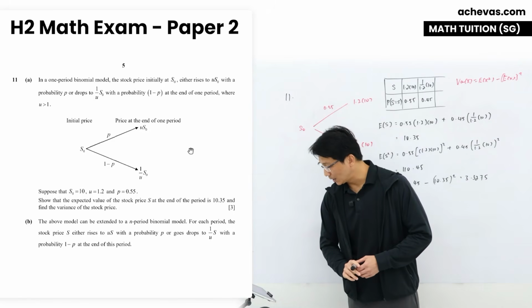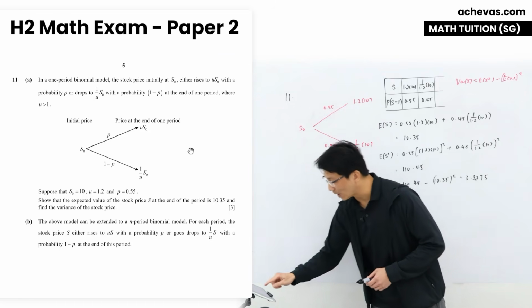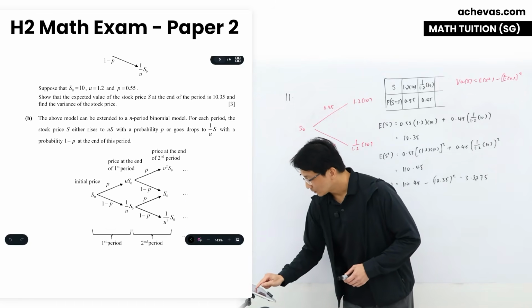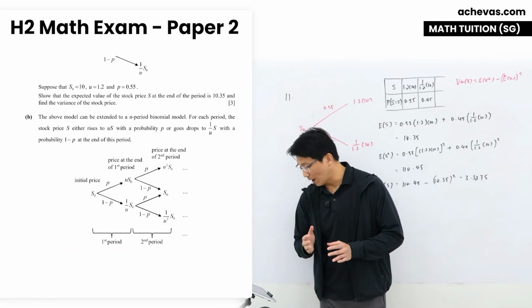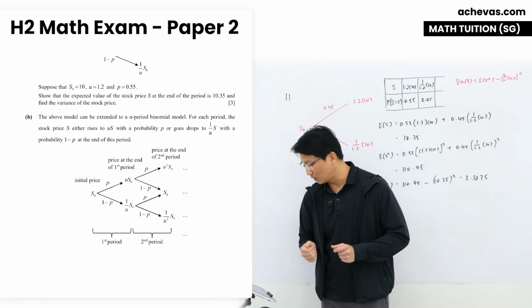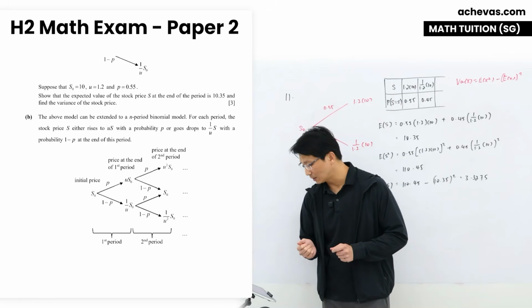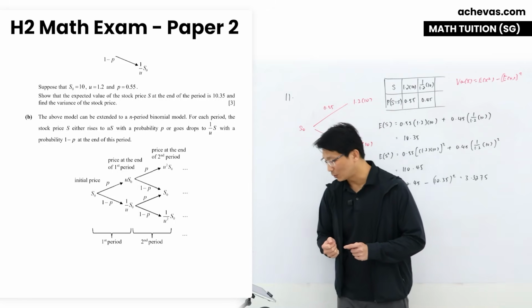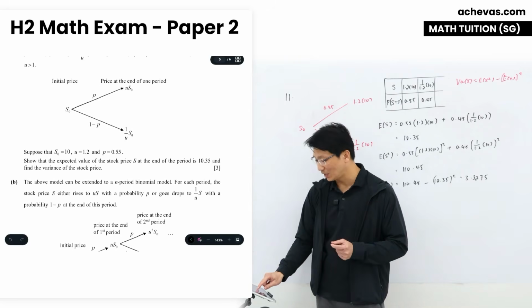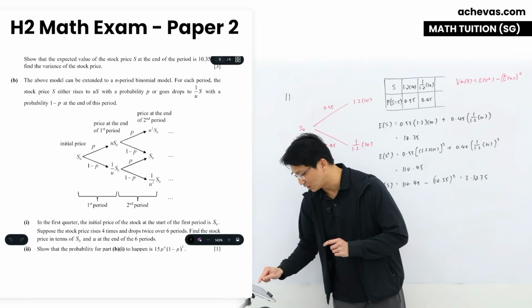Okay, maybe we should continue with part B now. So this question says the above model can be extended to an n-period binomial model. For each period, the stock price S either rises to US with a probability of p or goes down to 1 over US with a probability of 1 minus p. All right, so actually it's just an extension from the first part. That means it becomes more stages.